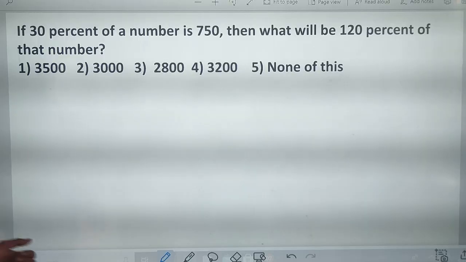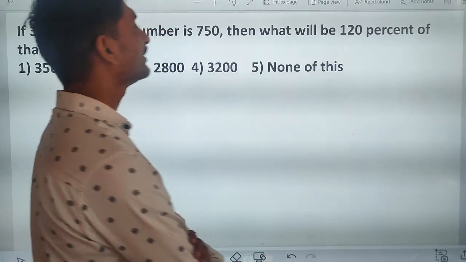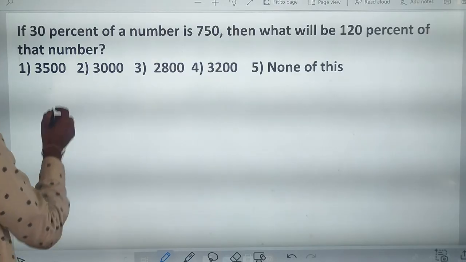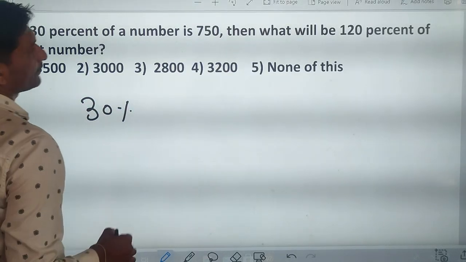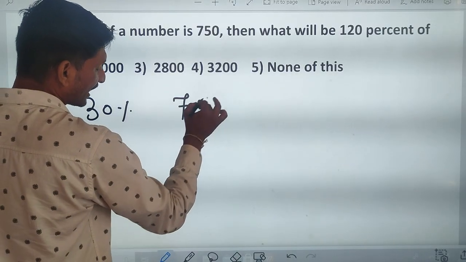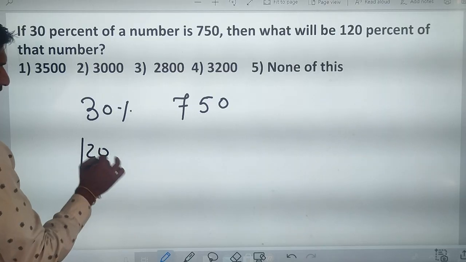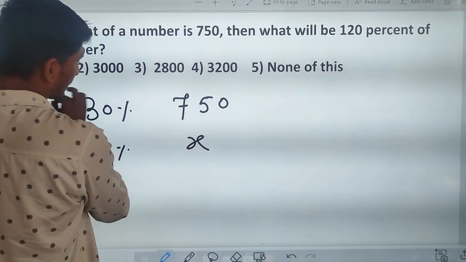If 30% of a number is 750, then what will be 120% of that number? Here we write 30% of that number is 750. Now here, 120% of that number. What is 120% of that number?